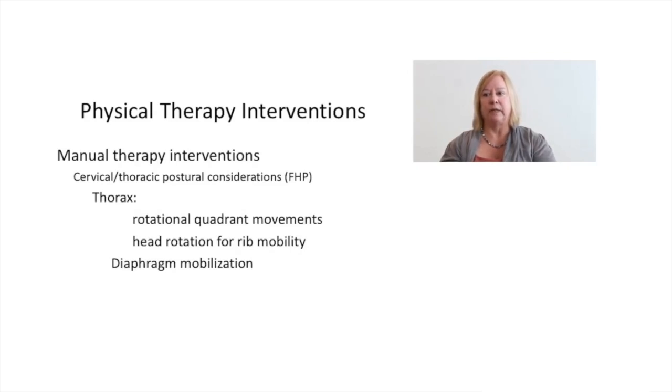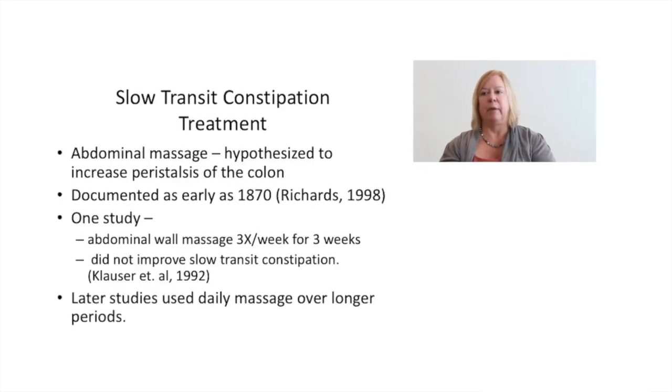Rotational quadrant movements and head rotation for rib mobility at the rib heads are very, very helpful in getting thoracic mobility restored. Finally, we want to just think about some things around the abdominal massage. One thing that it has been shown to do is to maybe help with slow transit constipation. It's a theory, but it's been hypothesized to increase the peristalsis of the colon.